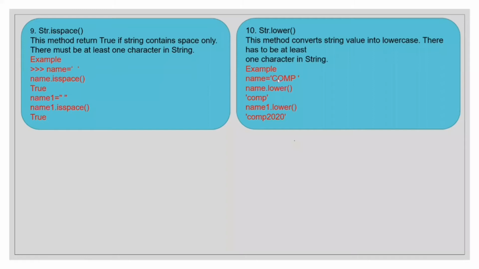So let's see the example. Name is equal to computer, and now here all the characters are in uppercase, so it's going to directly convert them into lowercase. Okay, then name one was something like, let's say if it was anything, even if one character is in uppercase, it's going to convert it into lowercase. Then we have str dot upper, which is directly opposite.